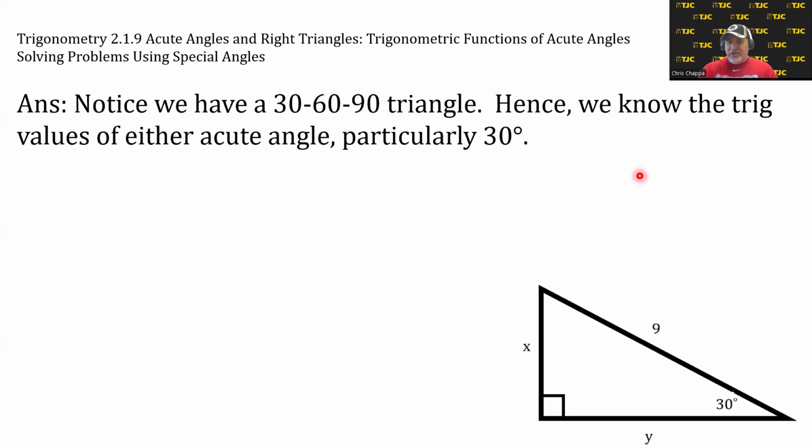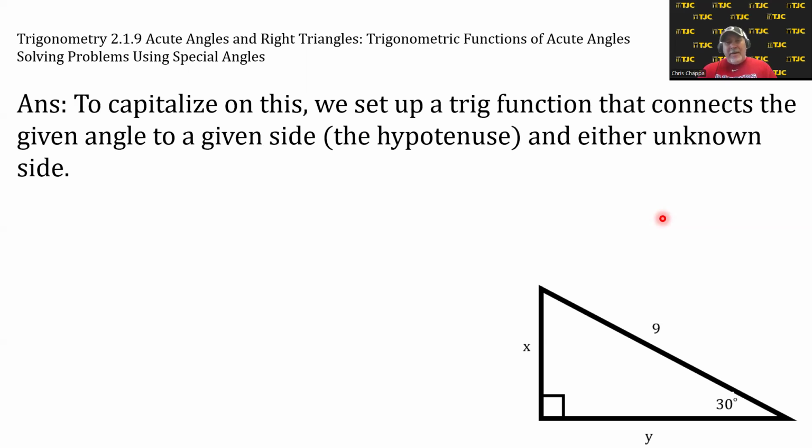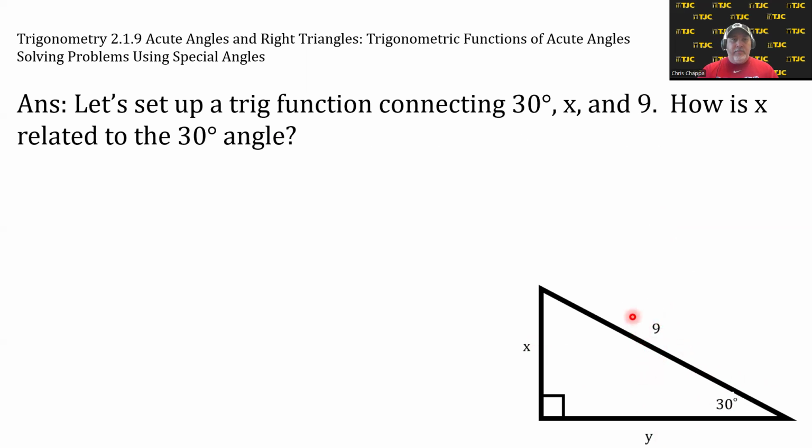Notice we have a 30, 60, 90 triangle. We know the trig functions of either acute angle, but particularly the 30-degree angle. So to capitalize on this, we set up a trig function that connects the given angle, 30 degrees, to a given side, the hypotenuse, and either unknown side. So we're going to set up a trig function connecting 30 degrees, 9, and y. Excuse me, 9 and x.